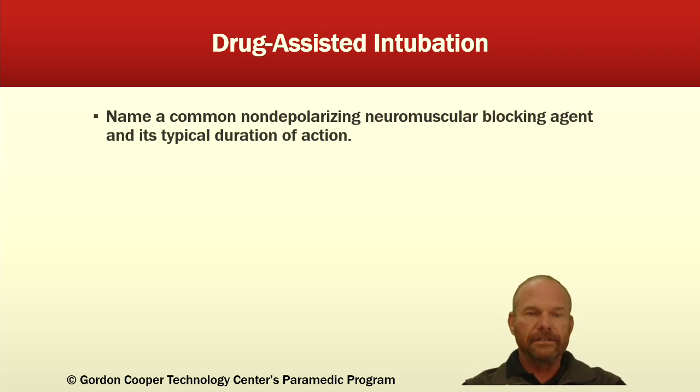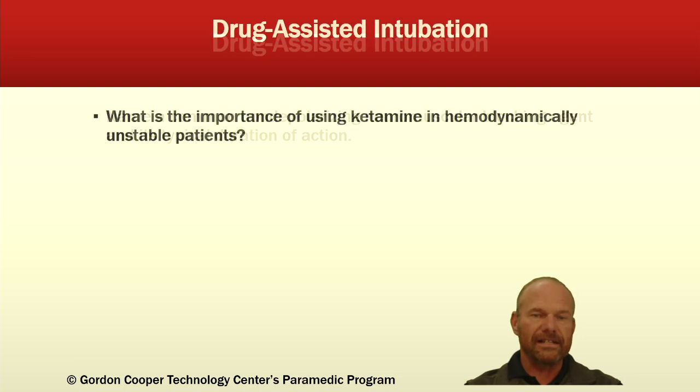Still at DAI, so name a common non-depolarizing neuromuscular blocking agent and its typical duration of action. Just remember, it says a common one. So go ahead and pause. Rocuronium. Onset around 2 minutes, duration 30 to 60 minutes. A little greater than 2 minutes, but duration is 30 to 60 minutes.